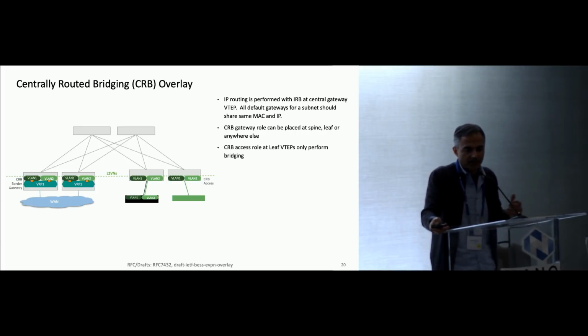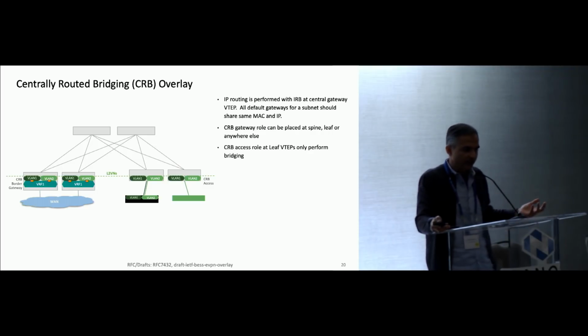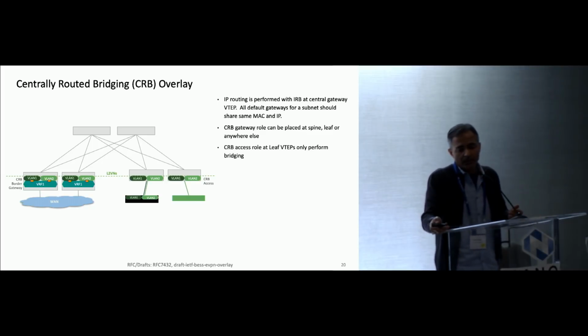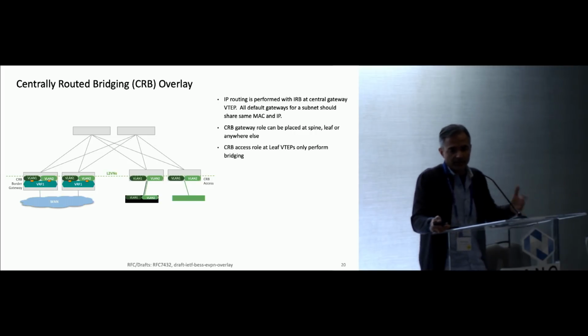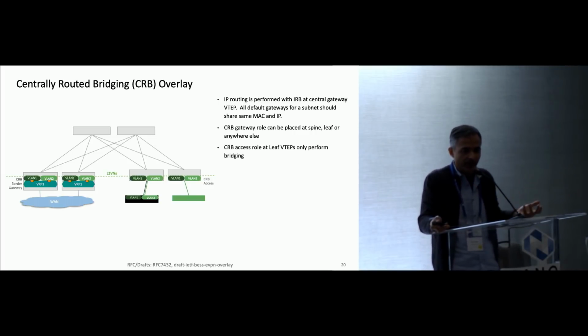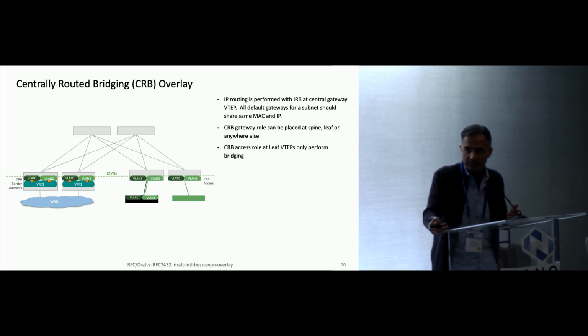CRB access, which is implemented on the leaves that end systems connect to, is just performing bridging exactly the way the pure bridging that we spoke of does, nothing different. Exactly the same thing. The only thing we added on top of the pure bridging was someplace in the network which is providing routing, right?